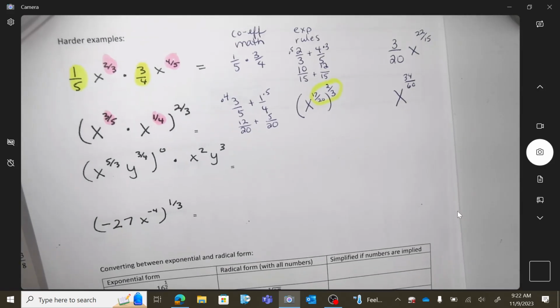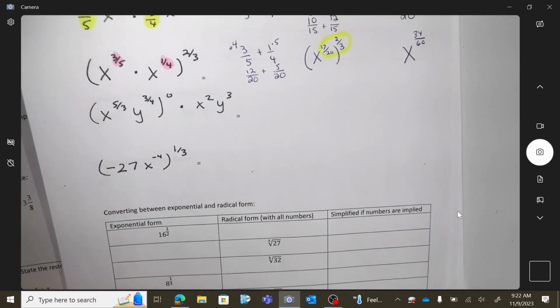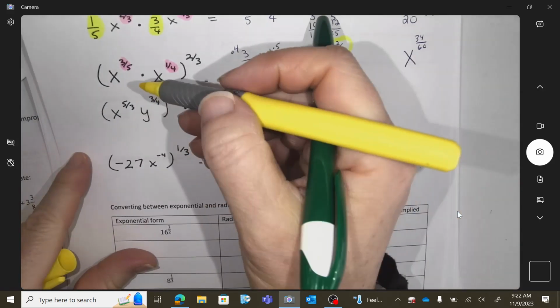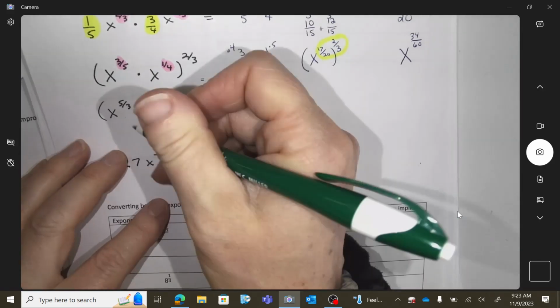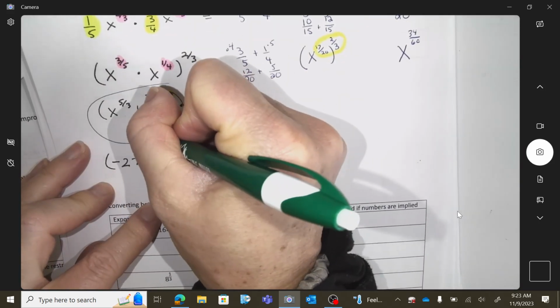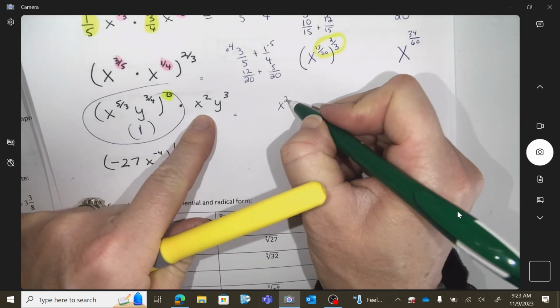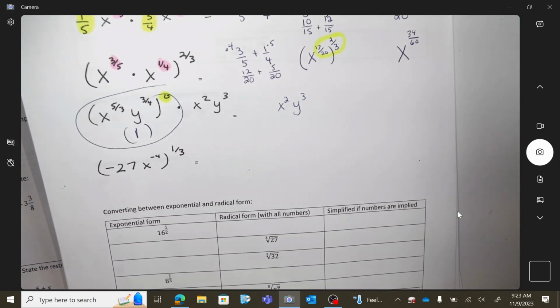Okay, this next one looks very crazy, but it should take you 2 seconds to answer it. Okay, what is anything to a 0? All of this is really 1. 1 times that, and that's what I get.